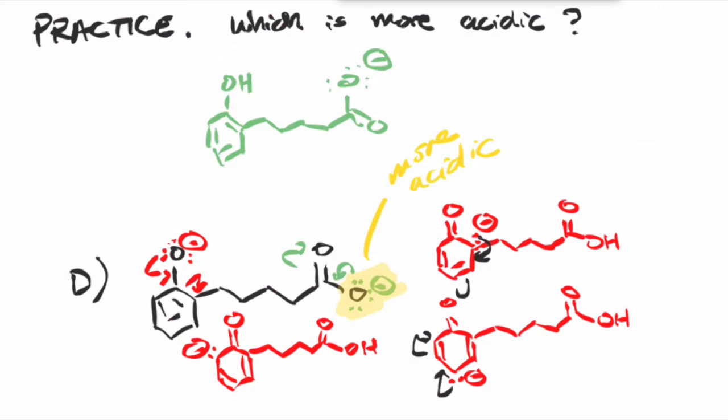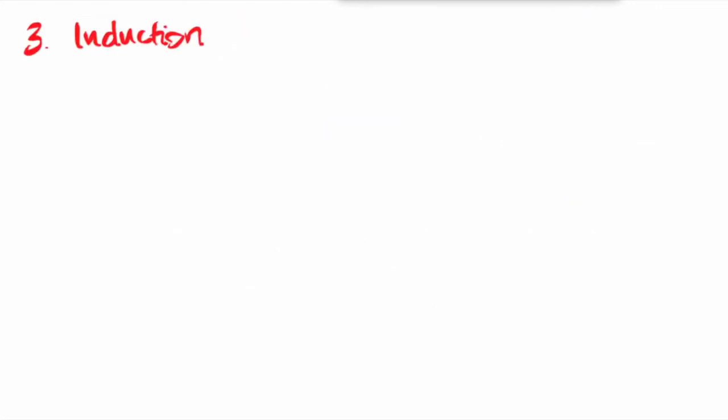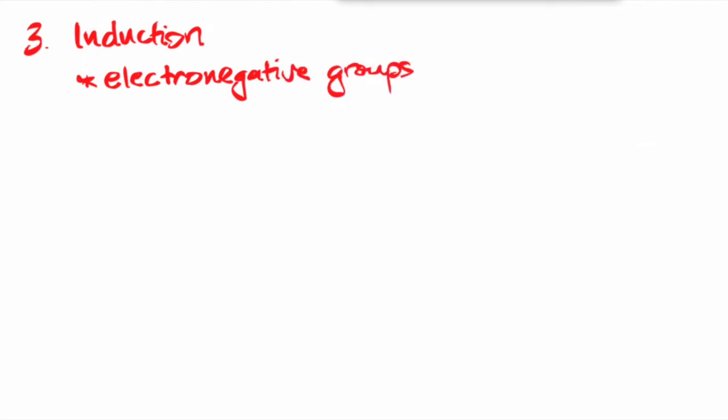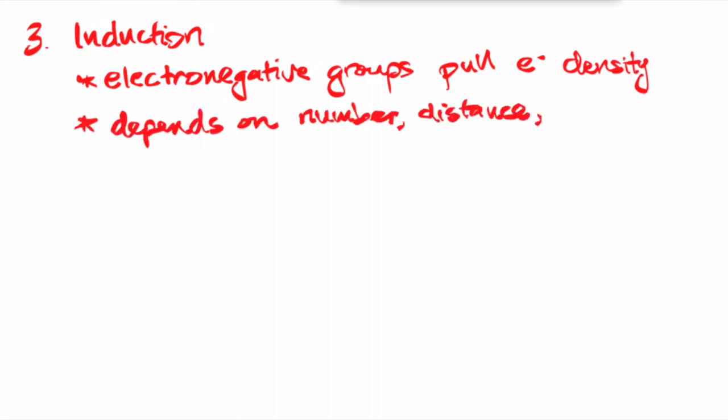the acid more acidic. All right, let's now move on to our third factor here, which is induction. And induction is basically pulling electron density from afar. So the more electronegative a group is, the more it will pull the electron density towards itself, and therefore stabilize that negative charge. And the induction effect really depends on the number of those electronegative groups, the distance, and the degree of that electronegativity. So the more electronegative the group is, the more induction effect it has.